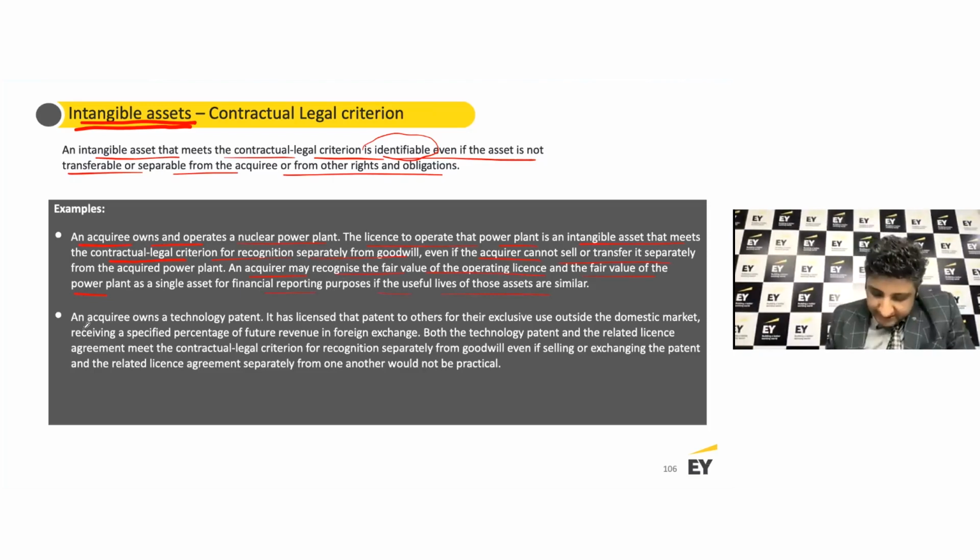Likewise, it says that an acquiree owns a technology patent. It has licensed that patent to others for exclusive use outside the domestic market. There is a royalty arrangement, with a specific percentage of future revenue expected. Both the technology patent and the related license again meet the recognition criteria of identifiability, although there's a restriction in terms of the sale or transfer or cancellation of that. So it does not bother. Effectively, such kind of intangible assets or arrangements would need to be recognized in the books of the acquirer at their fair value.